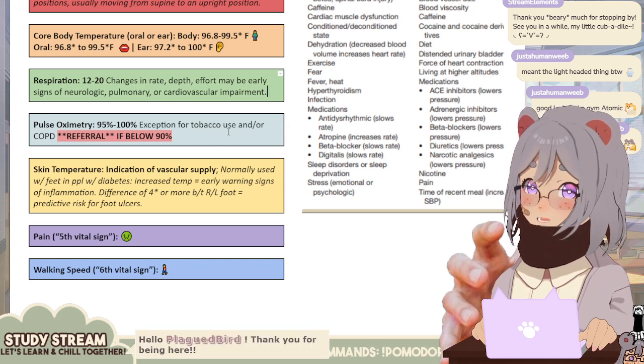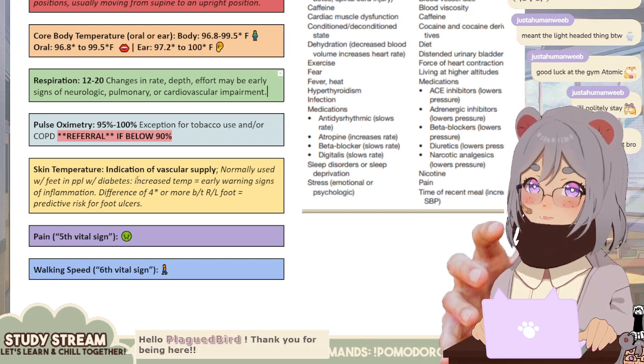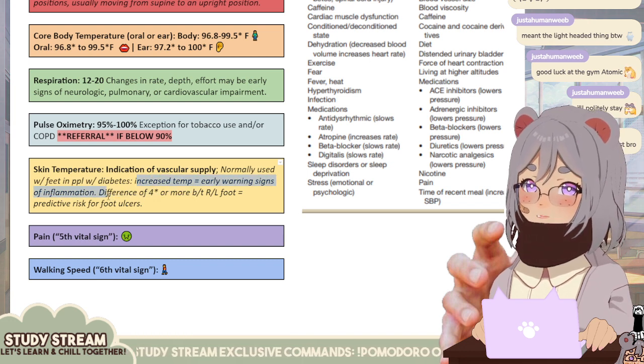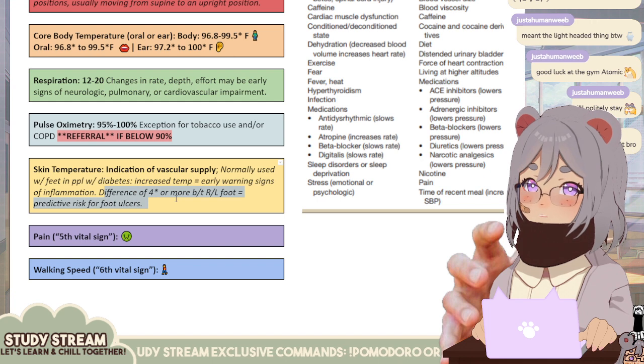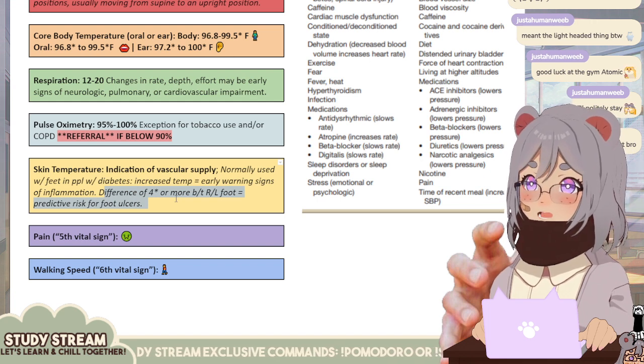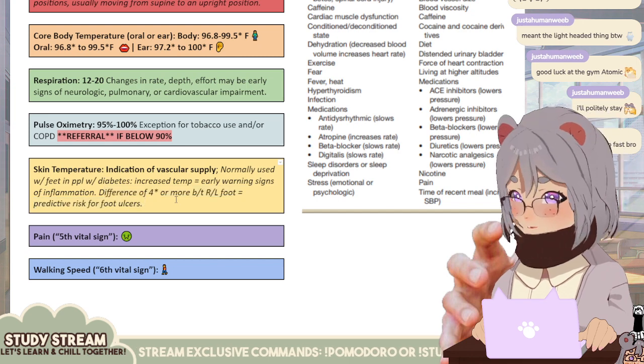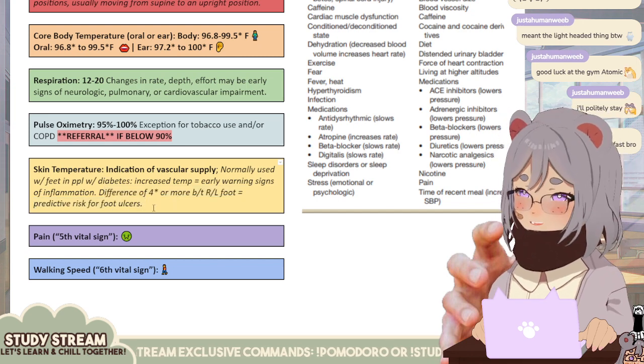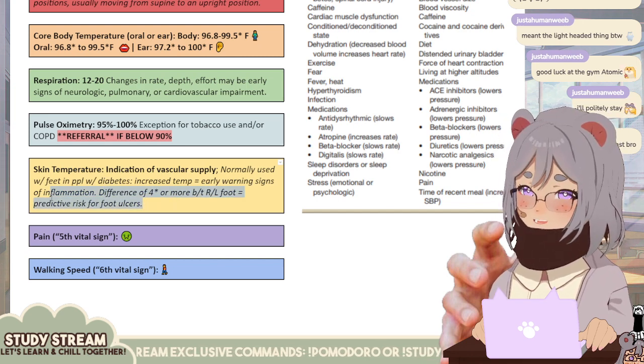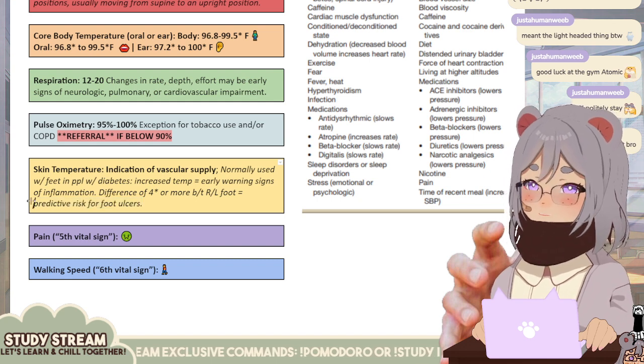Skin temperature, normally used with people with diabetes. An increased temperature might be an early sign of inflammation, but if for whatever reason you have a 4 degrees Fahrenheit difference or more between each extremity, the left or right foot, it could be a predictive risk factor for foot ulcers. Don't ask me about that. I just wrote that from the textbook.